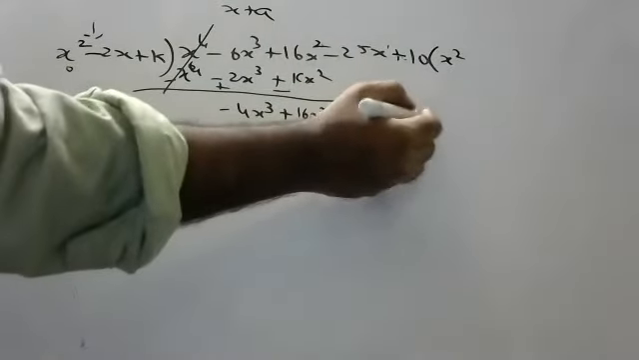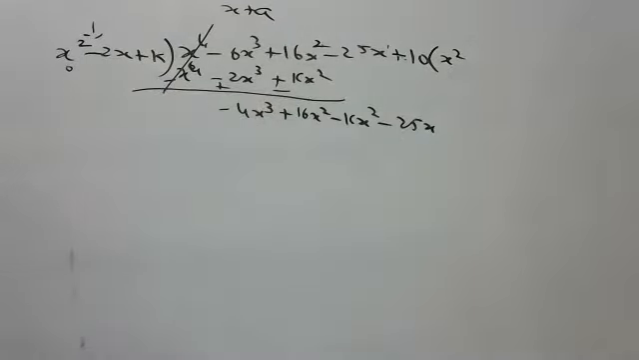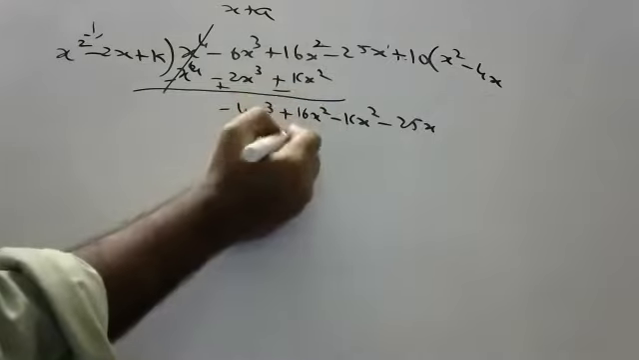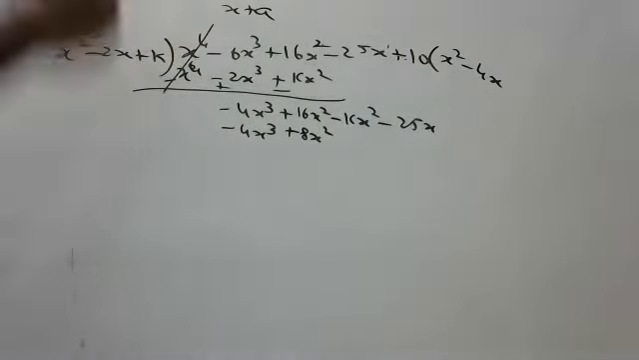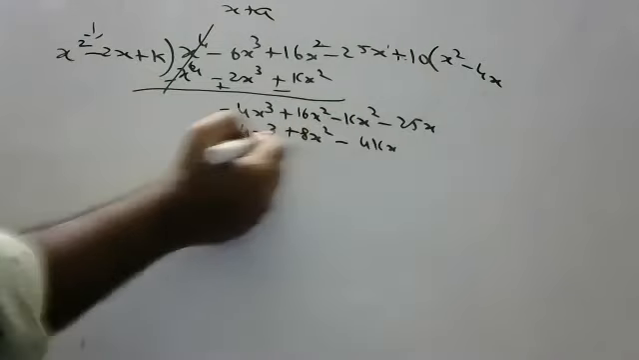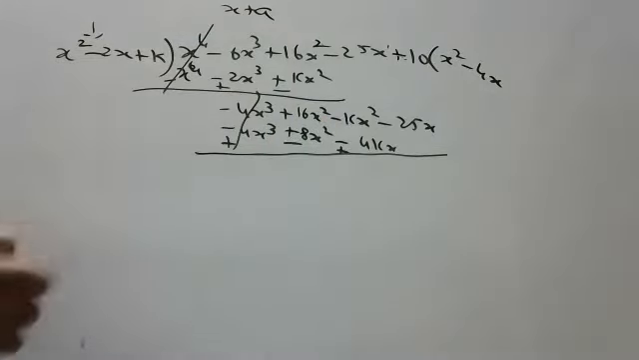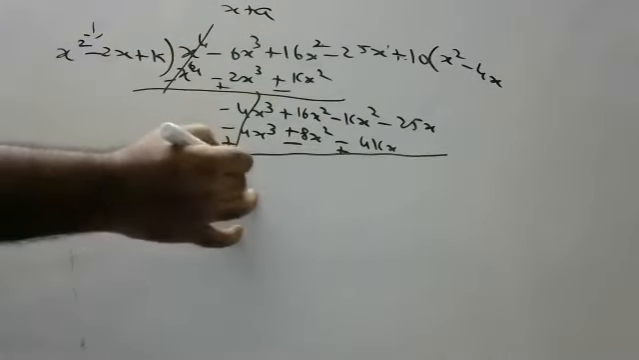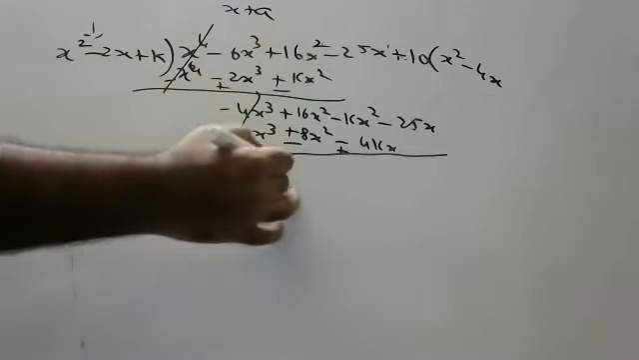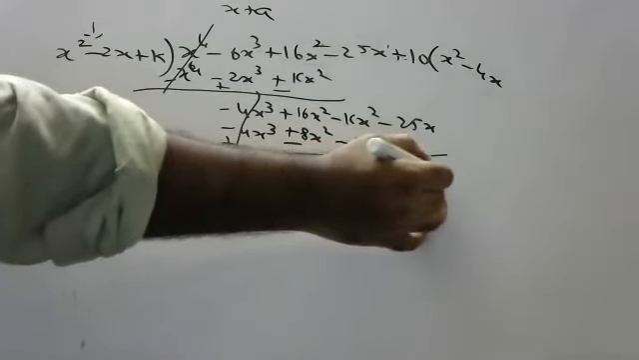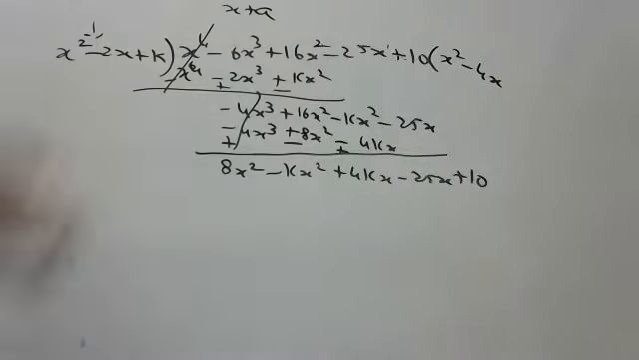If ever it is possible, minus 25x, you bring down and keep. If ever it is useful, you will use it. Okay, minus 4x cube by x square. How much is that, children? Minus 4x. So minus 4x into x square is minus 4x cube. Minus 4x into minus 2x is plus 8x square. Minus 4x into k is minus 4kx. So this is plus, this is minus, this is plus. Okay, children, this is also good. 16 minus 8, children, how much? 8x square. Minus kx square we will write as it is, children. We will use it later. Plus 4kx minus 25x plus 10 also you bring down and keep. If ever it is useful, we will use it.